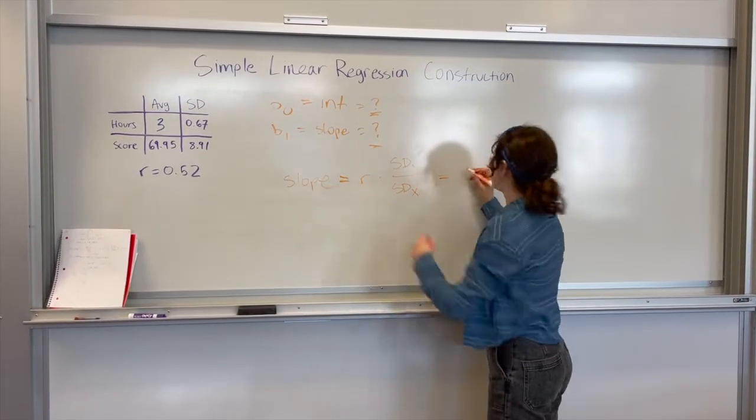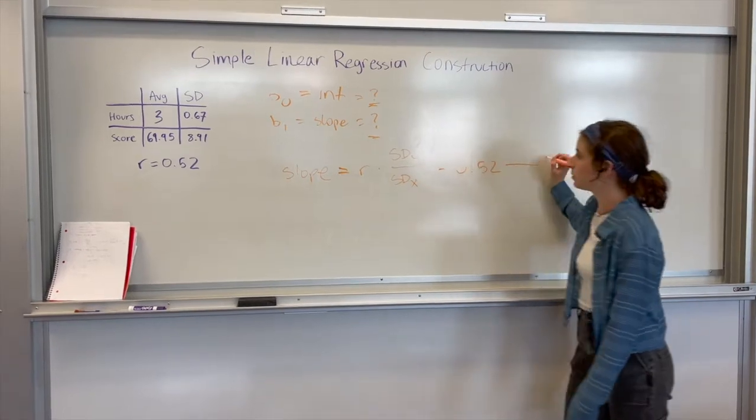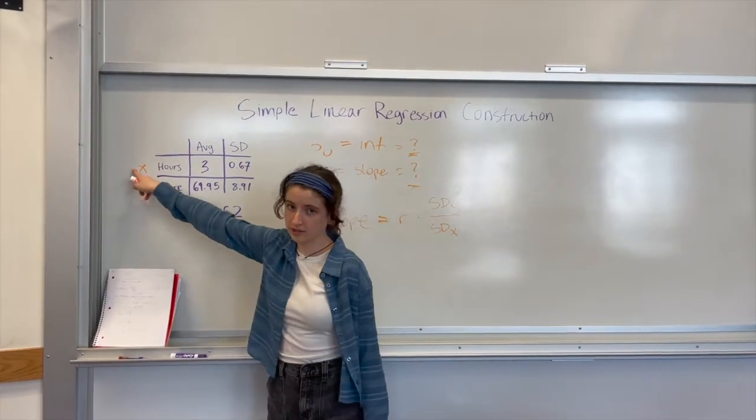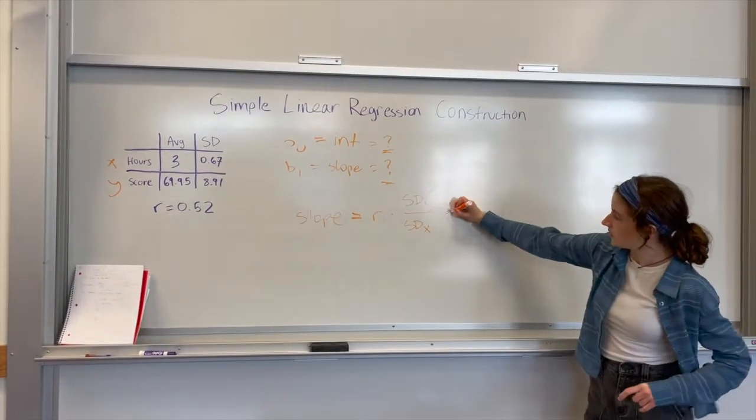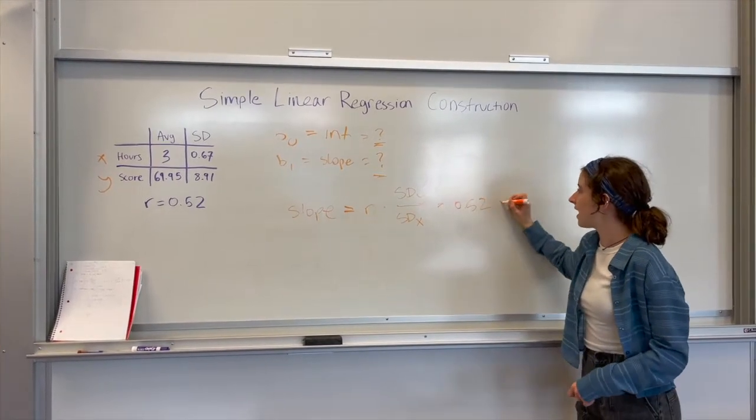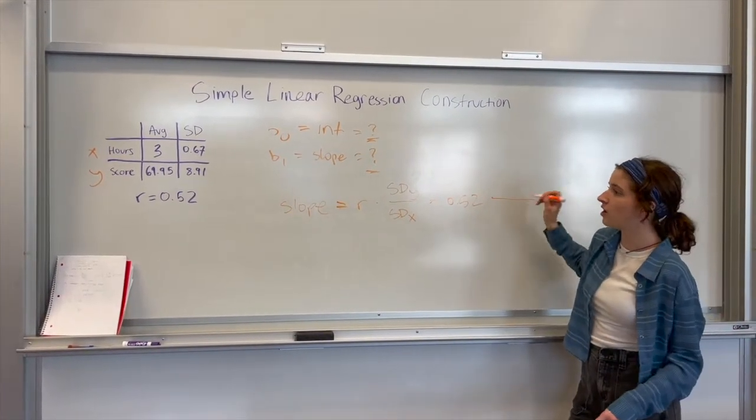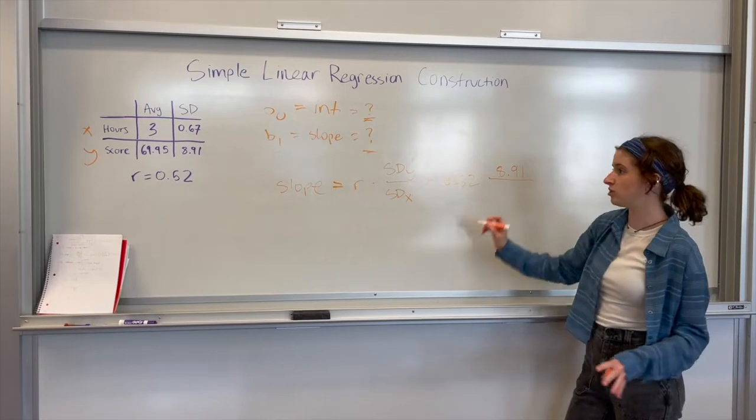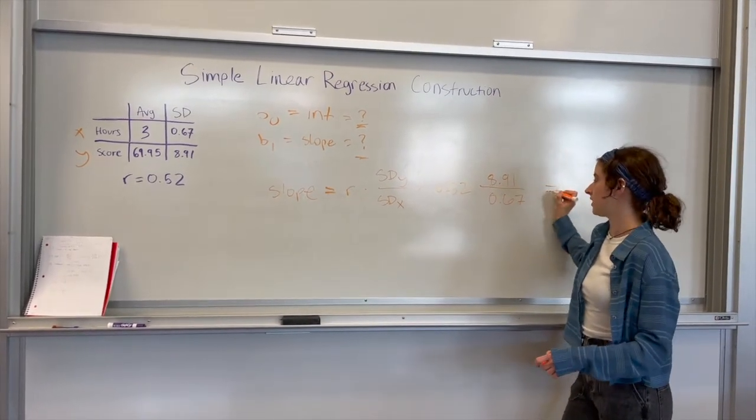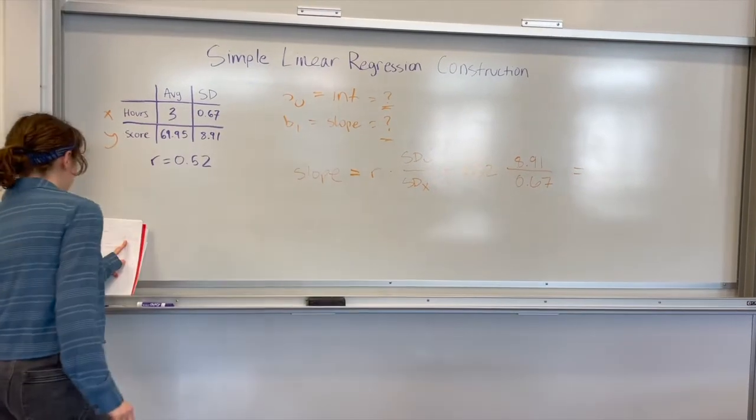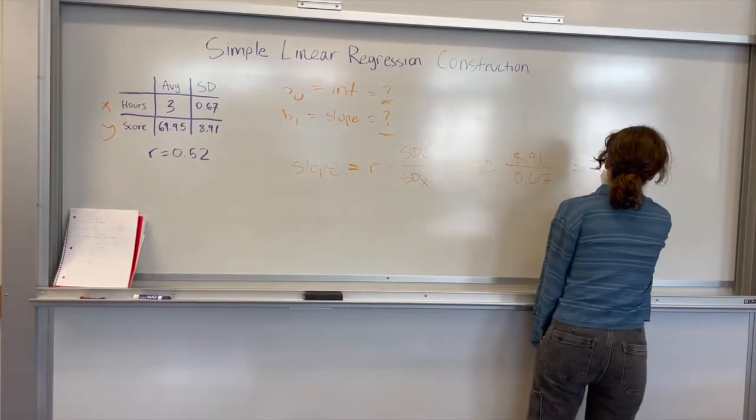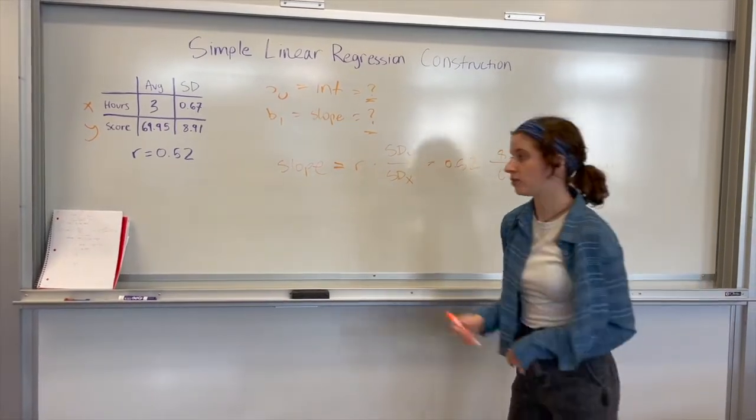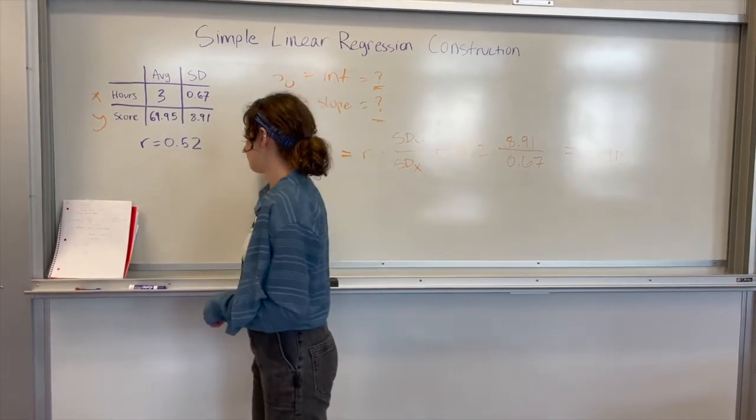It told you that r is 0.52, and you multiply by the SD of y, and we know that your score is your y and your hours are your x. So you take your r, which is 0.52, and you multiply that by the standard deviation of y, which is 8.91, and you divide that by your standard deviation for x, which is 0.67, and I calculated this earlier. It is about 6.915. So that's your slope for the general equation. You can plug that in for your b1.